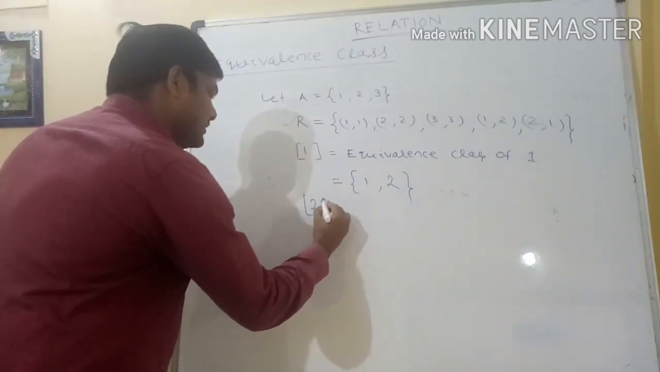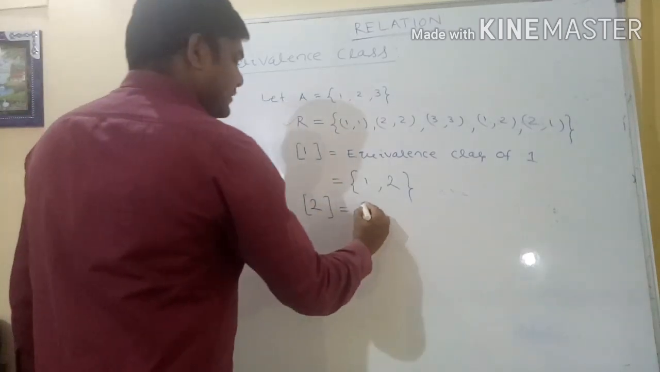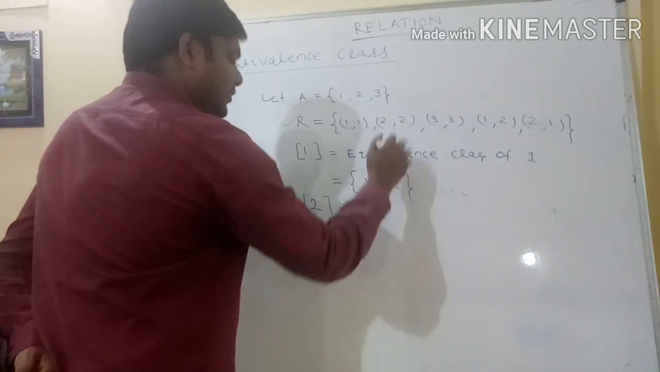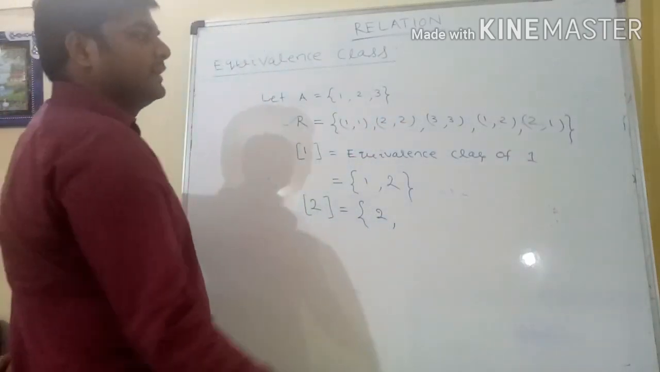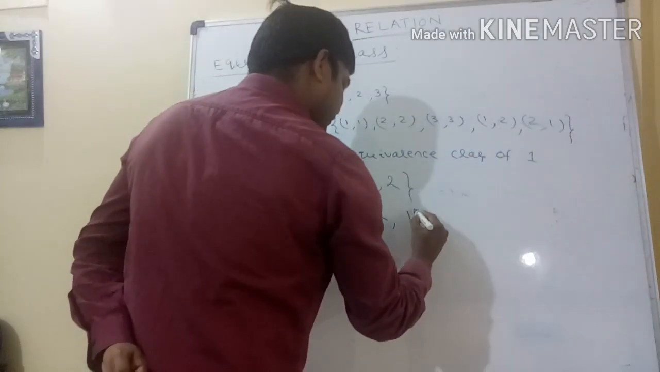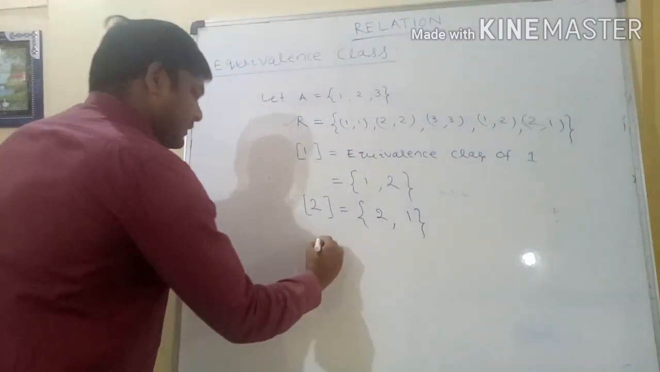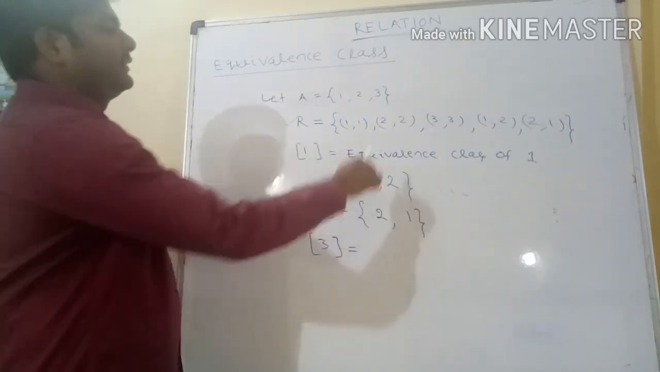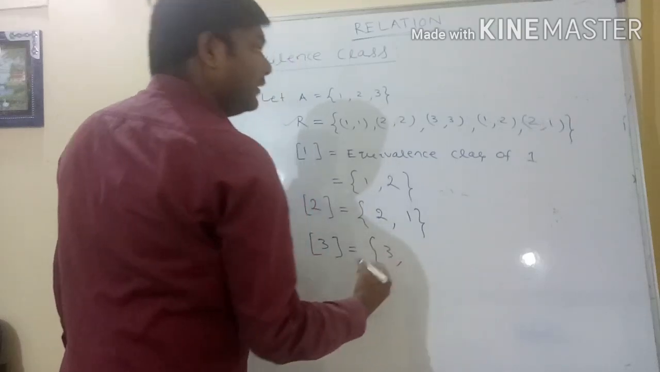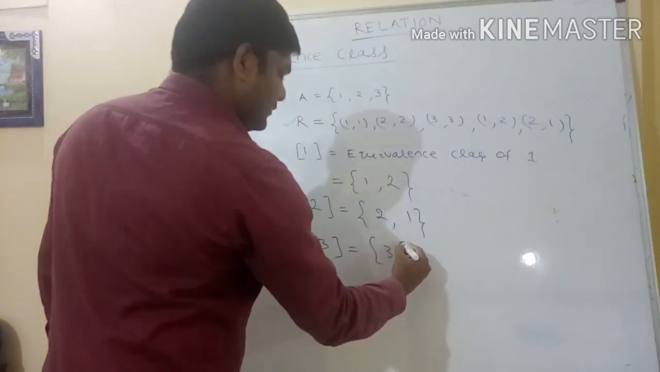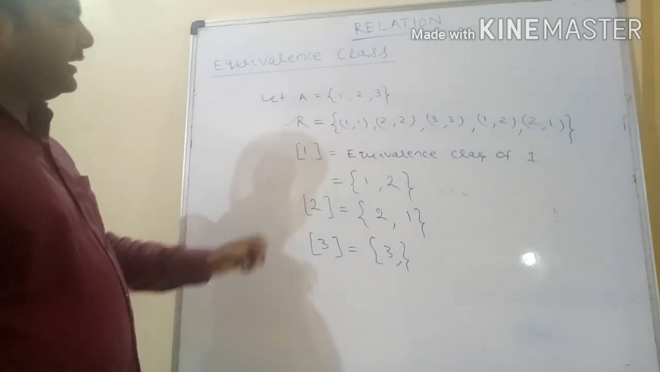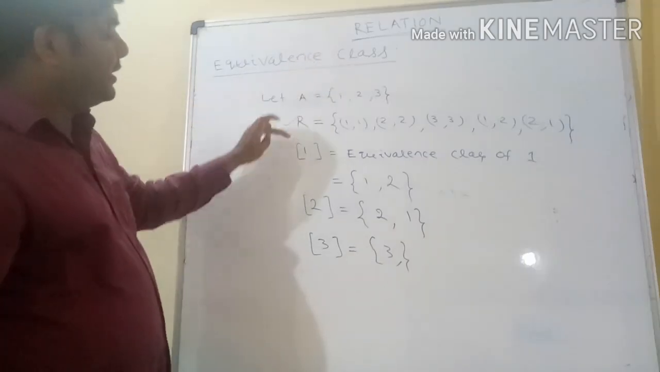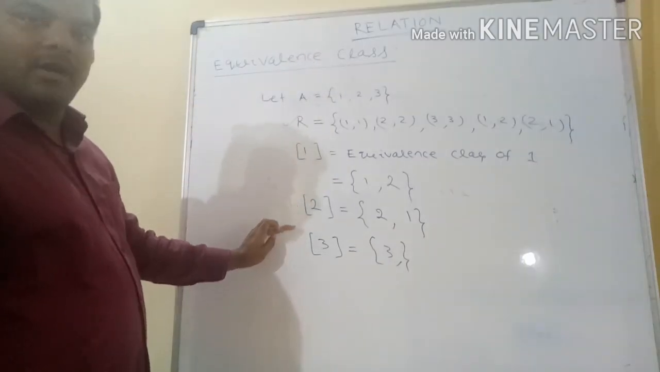Similarly, what will be the equivalence class of 2? See, some elements which are related to 2. 2 is related to 2, so we find one element 2. Here 2 is related to 1, so we find 1. Okay, then the equivalence class of 3. Now see, 3 is related to 3 and nothing else. So these 3 are called the equivalence classes of the element 1, the equivalence class of 2 and the equivalence class of 3.